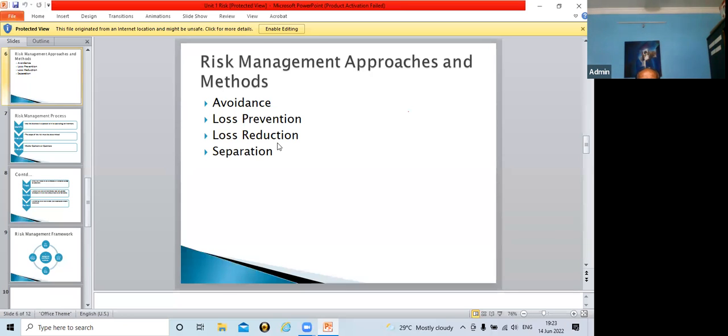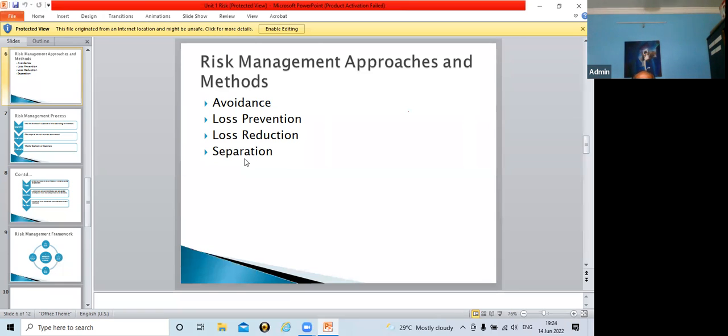Loss reduction. Another point is separation. Separation means if you identify there is a risk, then that risk has to be detached from that place. It has to be separated. And if you are successful in separating the risk from that place, then definitely risk can be avoided. So these are the approaches and methods of risk management: avoidance, loss prevention, loss reduction, and separation.